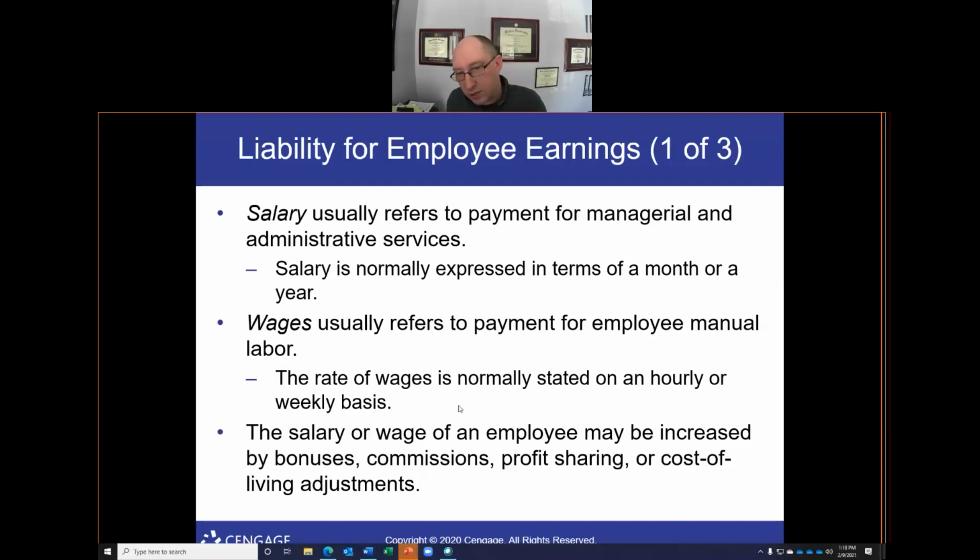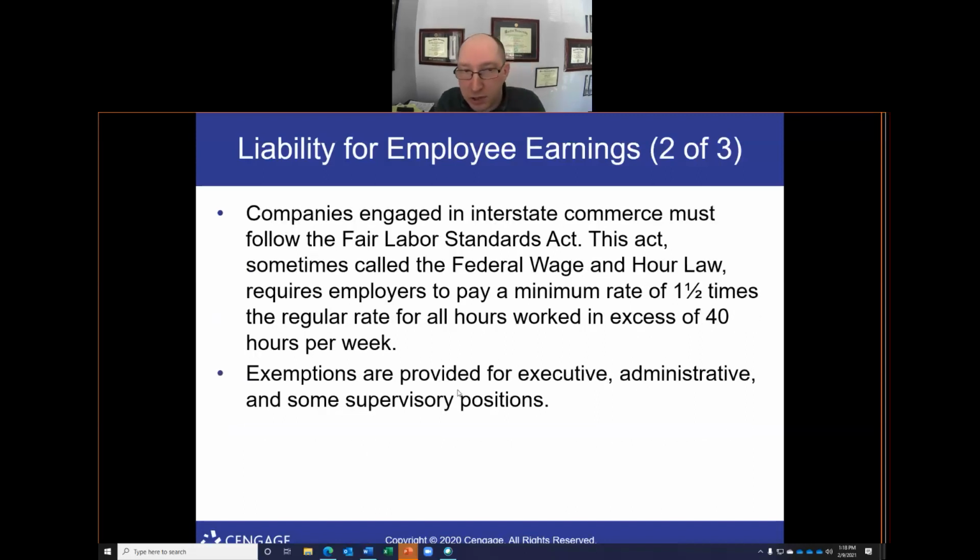And of course, employees can also get bonuses, commissions, profit sharing, all that fun stuff. Cost of living increases. Wages are governed by the Fair Labor Standards Act, also known as the Minimum Federal Wage and Hour Law. This law also says every hour worked over 40 hours per week, employees are eligible for overtime. Hourly employees, that is. And it's at a rate of time and a half. Time and a half means they get their hourly rate plus half for each hour worked over 40 hours.